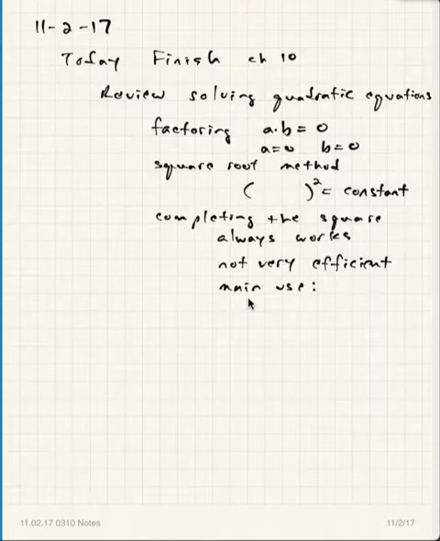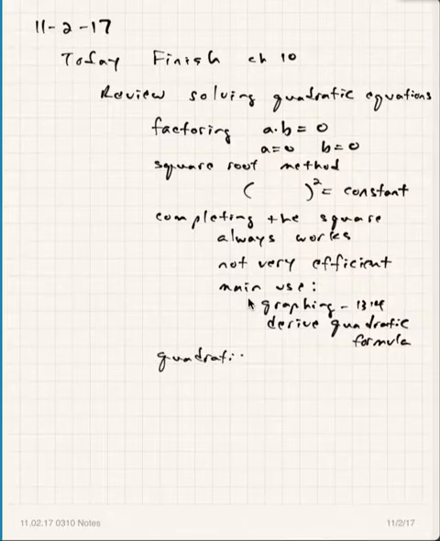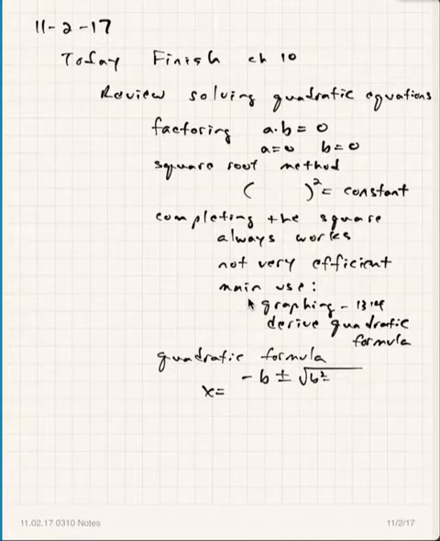The main use for completing the square is in graphing. You're going to see it again in 13-14, graphing quadratics and graphing circles, things like that. Completing the square is important there. And it allows you to derive the quadratic formula, so you can actually create the quadratic formula using completing the square. And that's the last method, the quadratic formula. Remember, the quadratic formula, we wrote this down, is a way of solving every quadratic. It always works. Definitely not the most efficient way, but it always works.